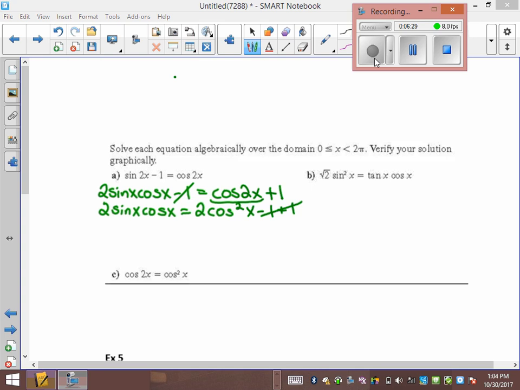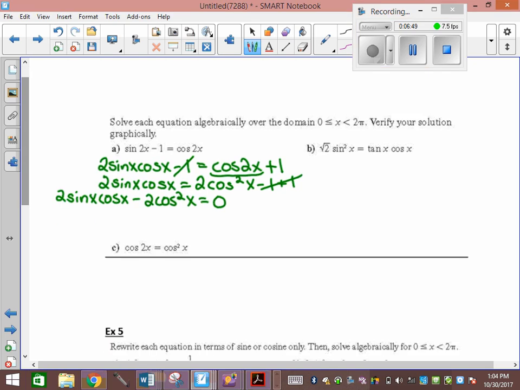Now, whenever I have a square, I have to move everything to one side, whether it's a quadratic, whether it's trig, whatever it may be. So I'm going to move the cos over. I get 2 sin x cos x − 2 cos²x = 0. And now, because I don't have that 1 at the back, that constant, I can just GCF it. So I can take out a 2 cos x. If I take out a 2 cos x, I'm left with sin x − cos x.